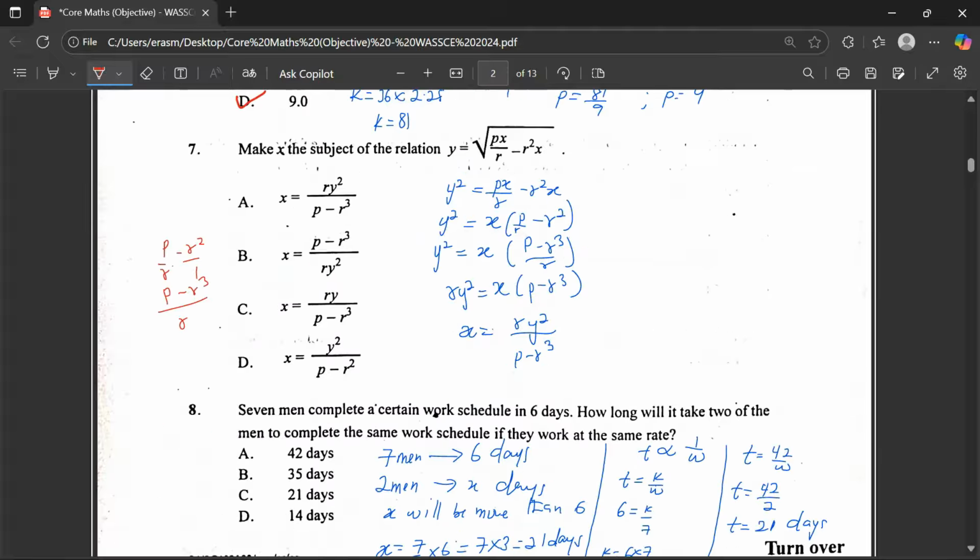We are to make x the subject of the relation y equals root of px on r minus r squared x. And so the first thing to do is that we are going to square both sides. So we are going to square this and then square this. When we square this, that becomes y squared. And when we square this, that eliminates the root. And so we are going to have px on r minus r squared x.